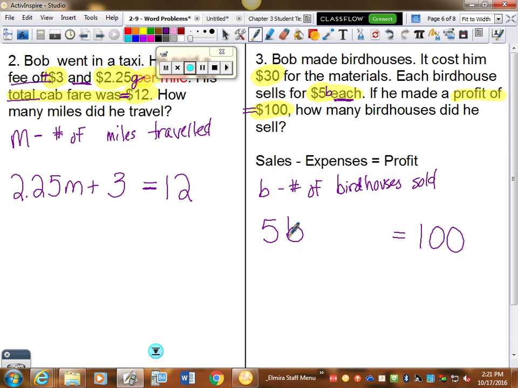5B. Okay, now I put this little hint here in case you don't know how profit is calculated. Profit is calculated by taking all the money you make with your product, but subtracting out any expenses you might have. For example, the materials you buy to make the birdhouses count as expenses. So it's going to cost him minus $30. He's already spent that. It's not $30 per birdhouse, it's $30 total.